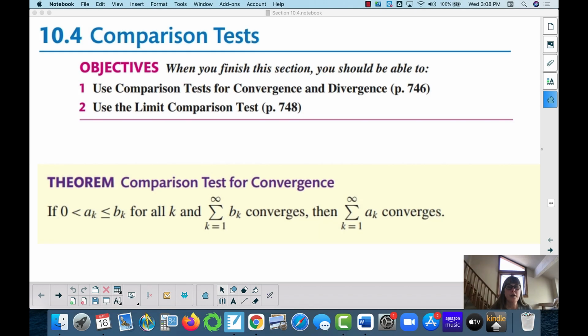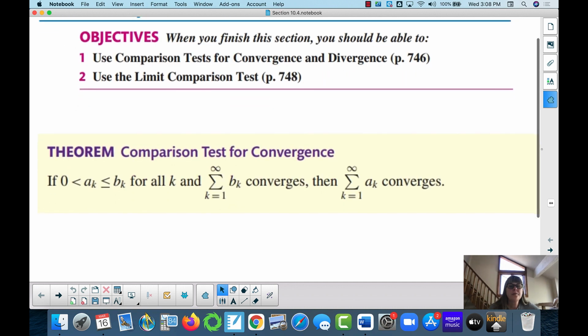So in this video, in this section, we're going to be looking at some comparison tests we can use for convergence and divergence for different series, and then I'm going to introduce you to the limit comparison test. So here, what a comparison test means is if we can find a series that's similar to the series we're trying to figure out whether it converges or not.